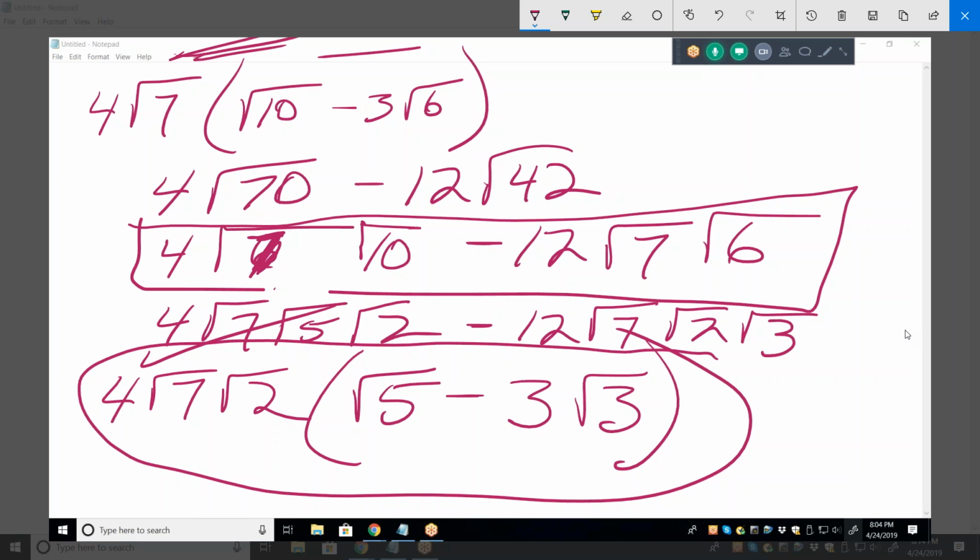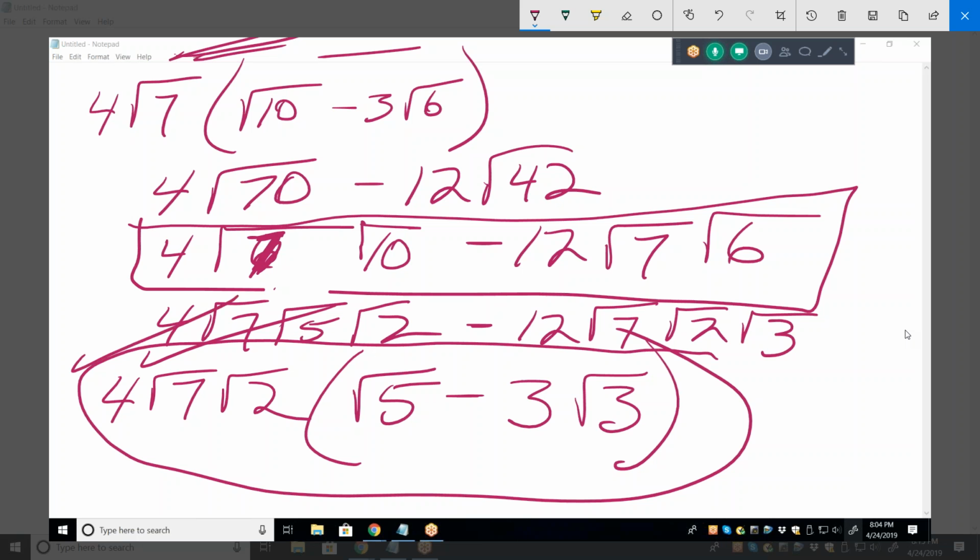All right. So it says simplify the product, and then it's 4 root 7 parentheses root 10 minus 3 root 6. Explore? No, it says simplify the product. Simplify the product and then do what? And then the question is 4 root 7 parentheses root 10 minus 3 root 6. All right, I'm not sure what they're looking for.